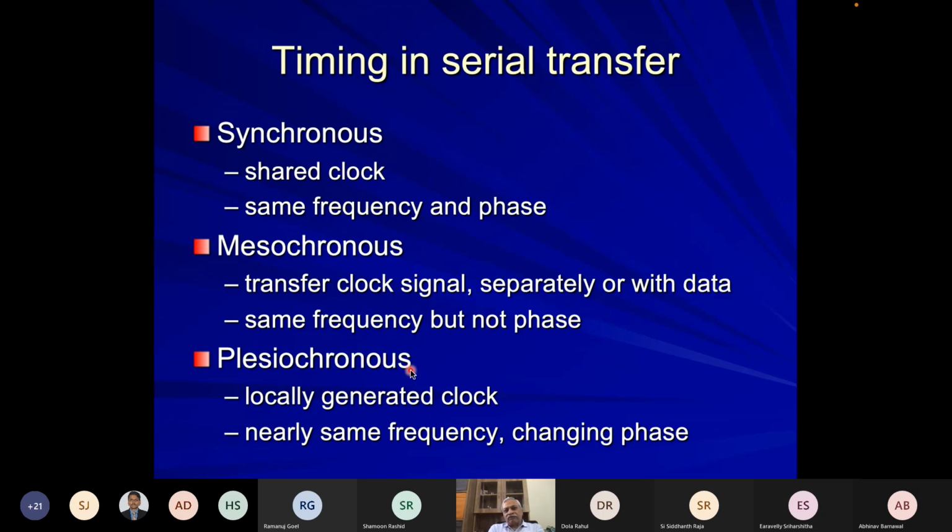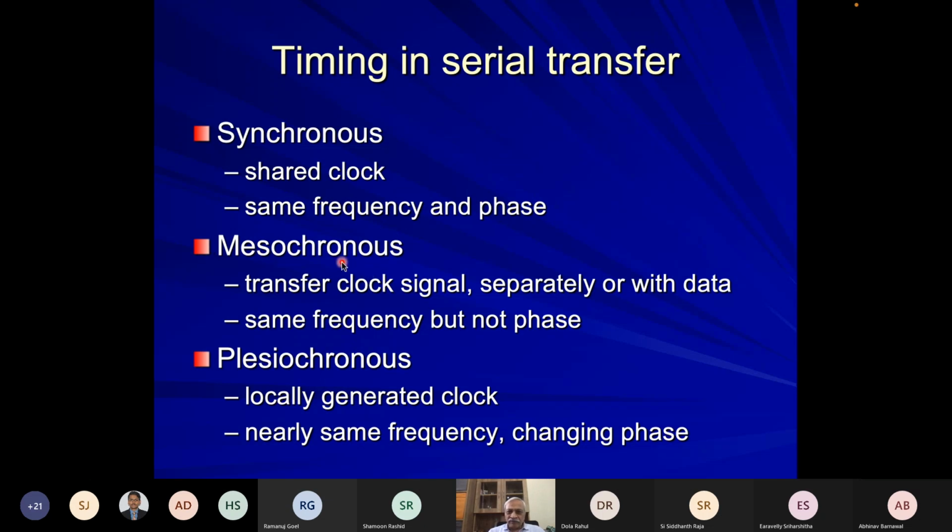Now imagine that you have serial transfer happening between two subsystems. I'm saying in general subsystem. One could be a processor side, the other could be a device. Timing is very important, and the time information could be managed in three different ways. You could have a synchronous approach where the two parties share a clock. It is the common clock which is giving the timing, and both are working with the same clock. That means they have the same time reference, same frequency, same phase.